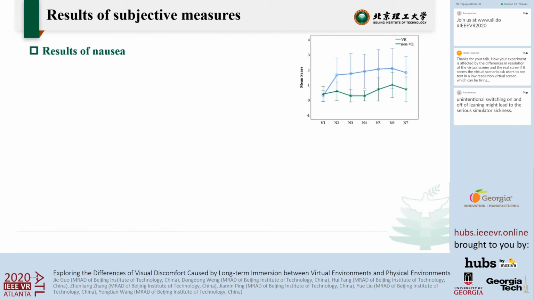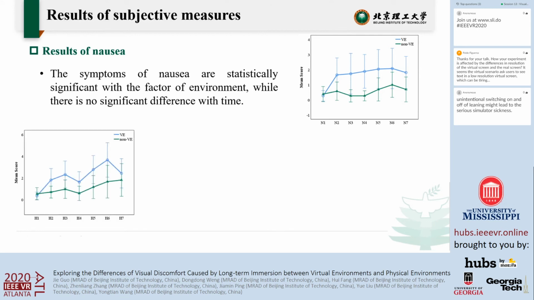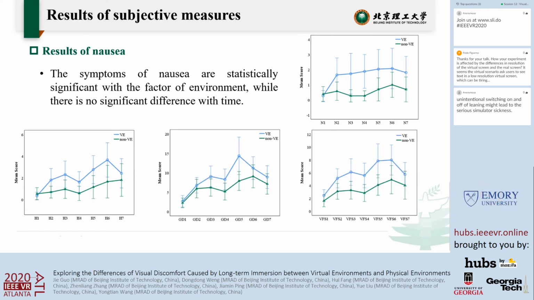The result of nausea shows that the symptoms of nausea are statistically significant with the factor of environment, while there is no significant difference with time. It means that the VR condition and the physical condition have induced different symptoms of nausea. The results of the headache, the general discomfort, and the VM fatigue scale are similar to eyestrain.